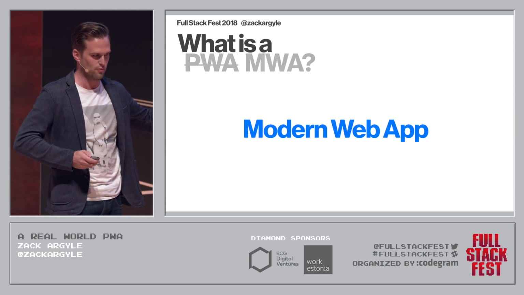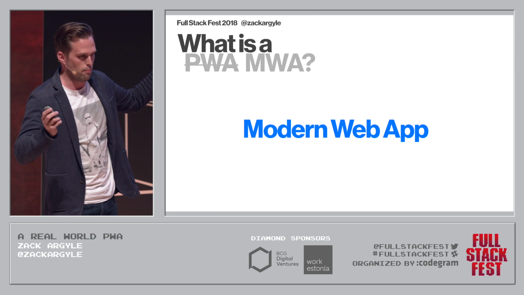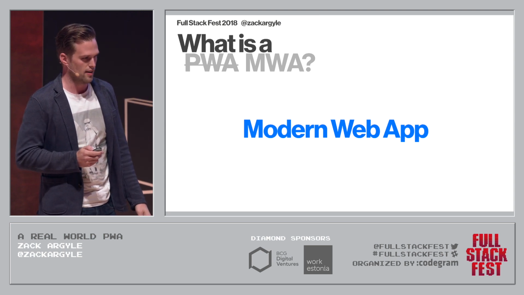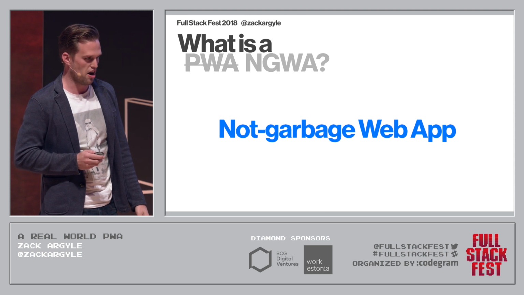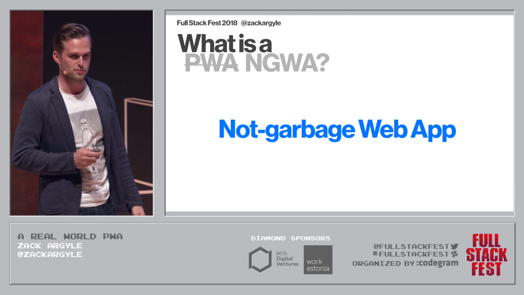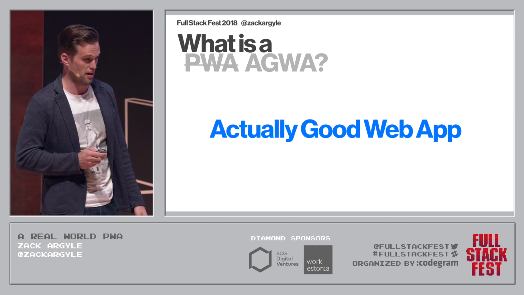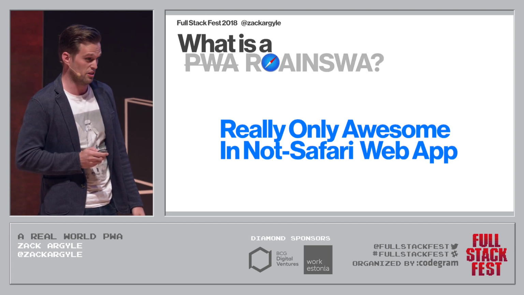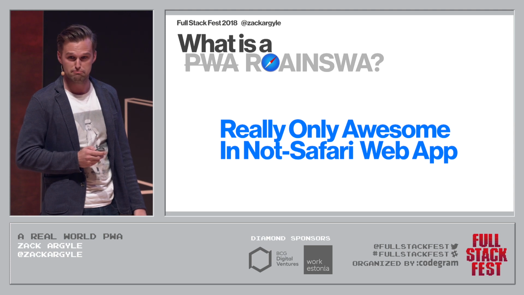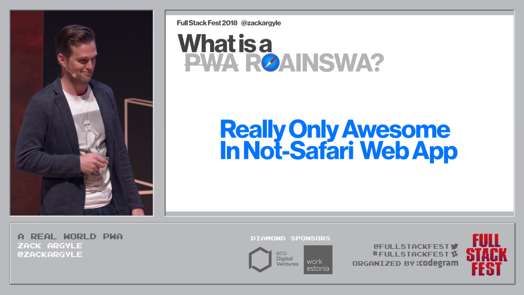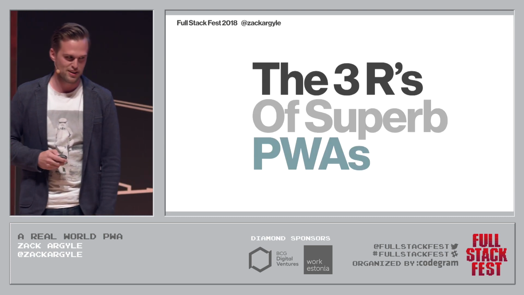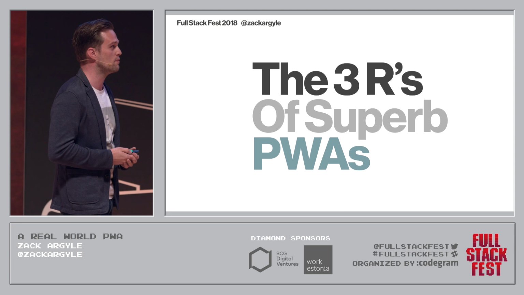The first is, I think, one that makes a lot of sense. We could just call it a modern web app. That's one that Google is starting to use a lot more. We could also just call it a not garbage web app, which I think is pretty fitting as well. Or an actually good web app, might be nice. Or my favorite, really only awesome and not Safari web app. We'll talk about service workers later. So moving on to the 3 R's of superb PWAs.